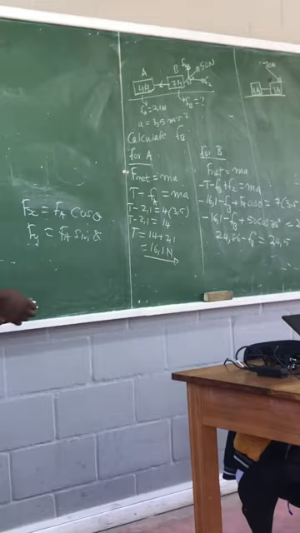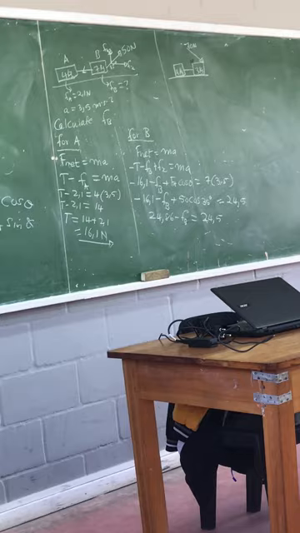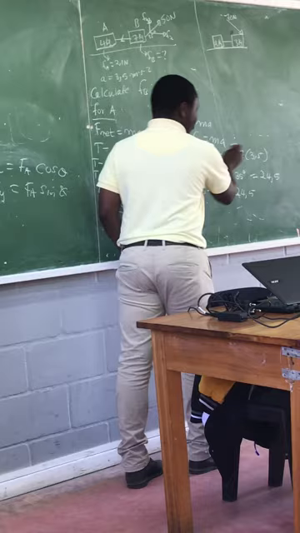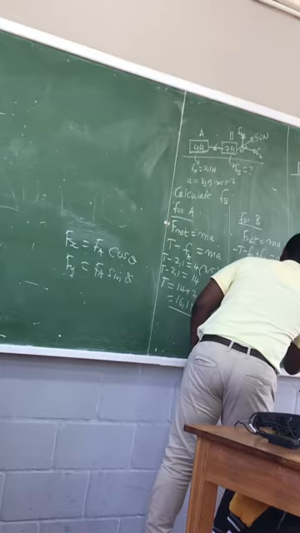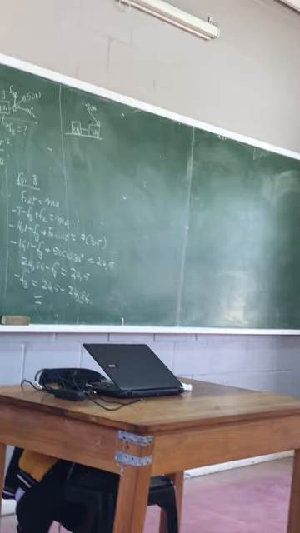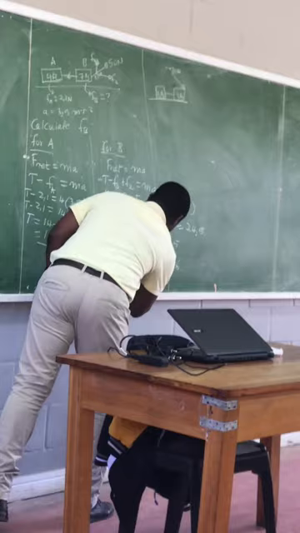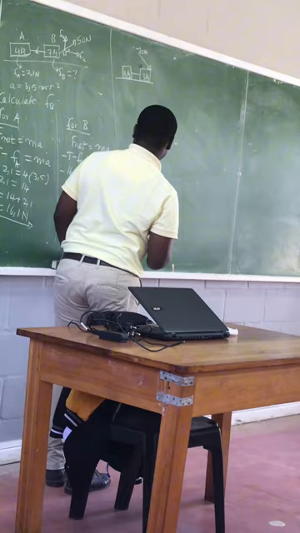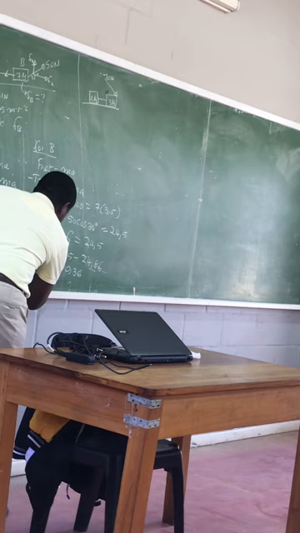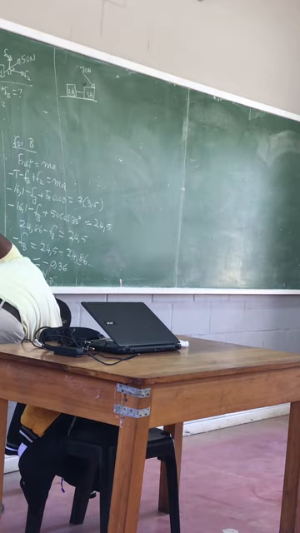So now we need to solve for F B. Taking 24.5 minus 24.86 gives negative 0.36. So it means F B is 0.36. Therefore, F B is 0.36 newtons. That's it. Good.